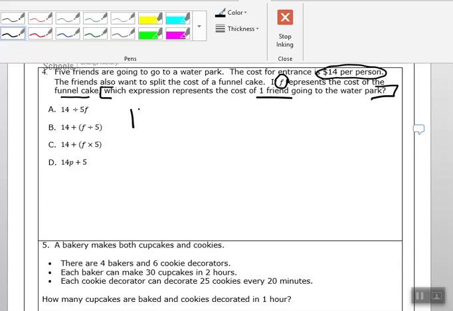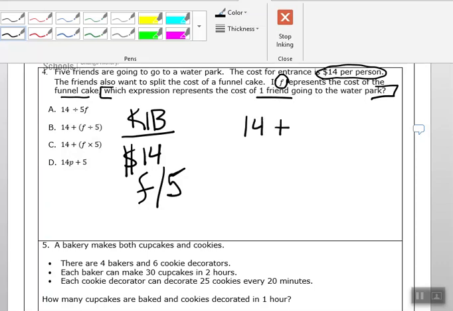Okay, so here's my key information box. I know that each person to get in is 14 bucks. So I know everybody's paying $14, right? And I know they have this F funnel cake that they're dividing into 5 because they're going to split the funnel cake. So basically, I want something that says they're going to pay $14 plus the cost of the funnel cake divided by 5.